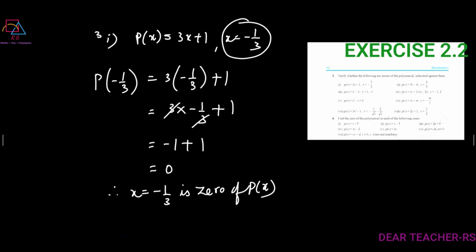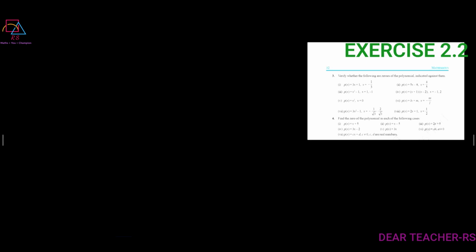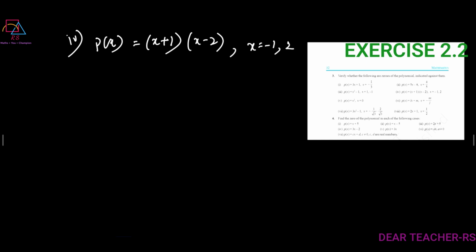Let me do one more question. Fourth bit. p(x) is equal to (x plus 1) into (x minus 2). But what values are given? x is equal to minus 1 and 2. Two values. You have to check whether x is equal to minus 1 is a zero or not, and x is equal to 2 is a zero or not.